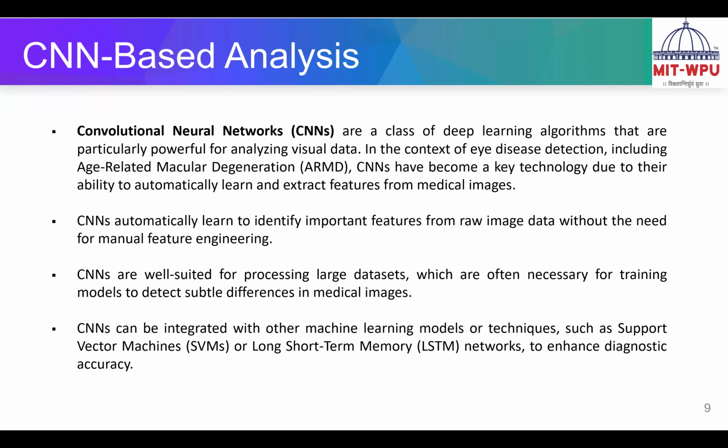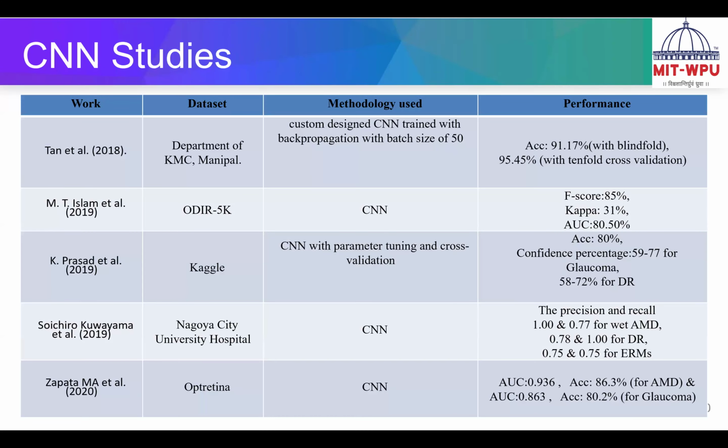Again, CNN automatically learns to identify important features from the raw image without the need for manual feature engineering or extraction. They are well suited for processing large amounts of data, which is often necessary for training the model to detect the differences in medical images. CNN can be integrated with other machine learning models or techniques such as SVM and LSTM to enhance the diagnostic accuracy. So these are the papers where they have used a CNN model.